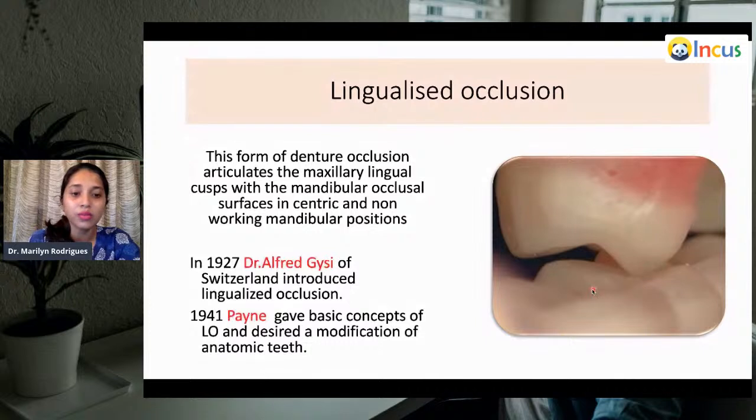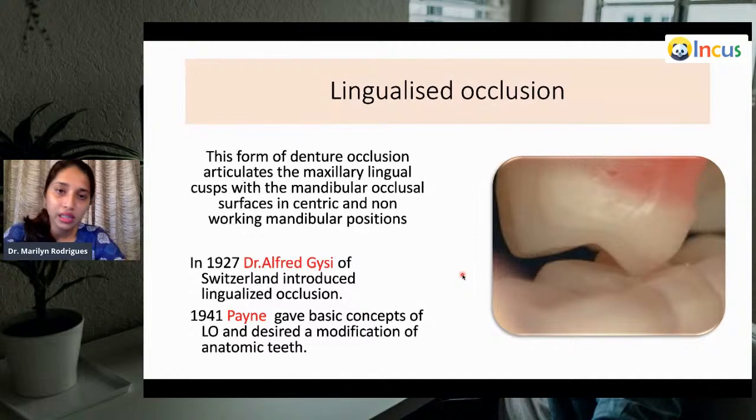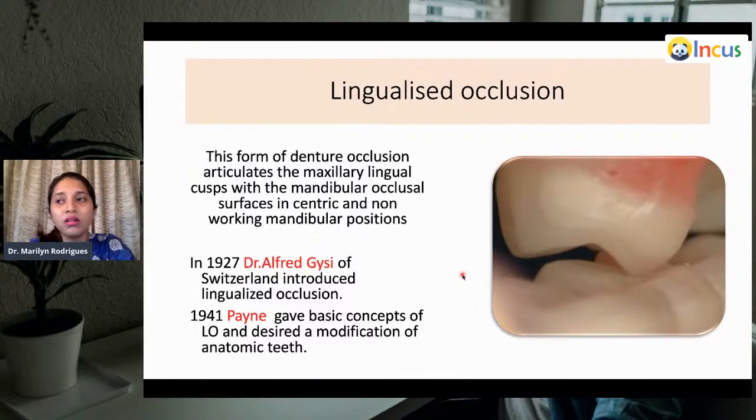Now, there is a big controversy on who actually put forward lingualized occlusion, and questions have also been asked regarding this in various MCQs. Okay, so mainly what you have to remember is Dr. Alfred Gysi first put forward lingualized occlusion, but no one understood this concept and no one was using it much when he introduced it in 1927. People did not understand the concept, and people were not using it widely.